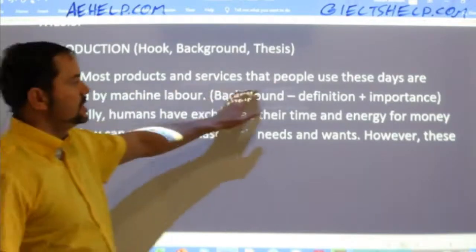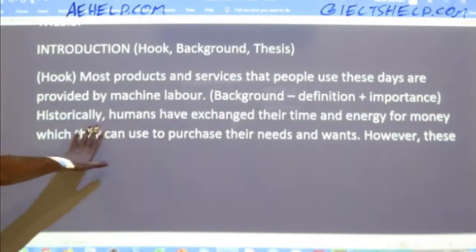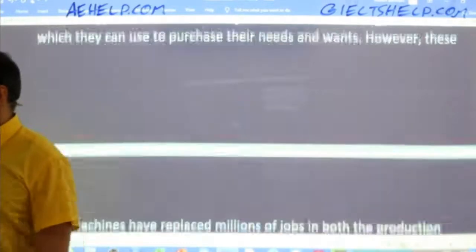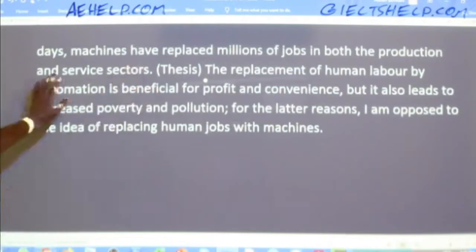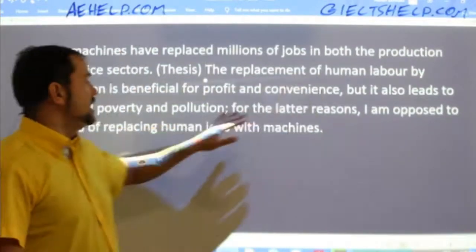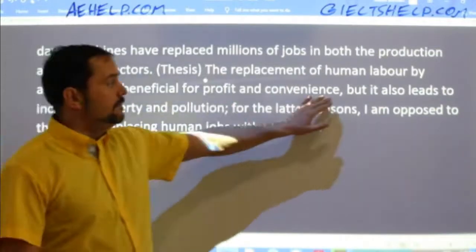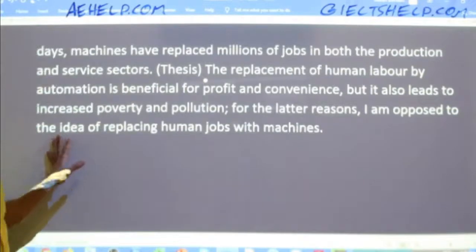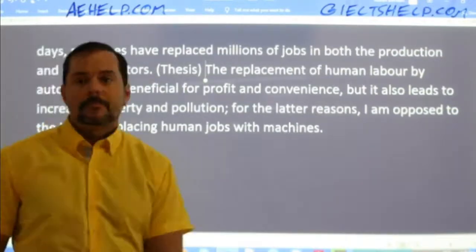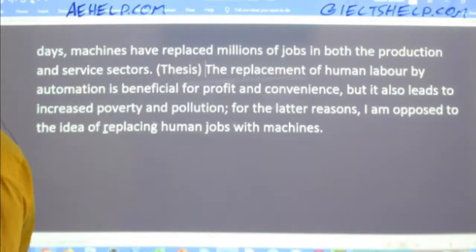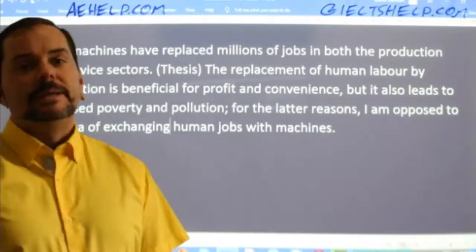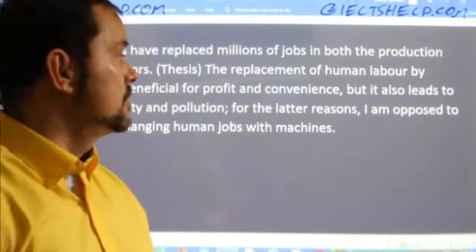So most products and services that people use these days are provided by machine labor. Historically, humans have exchanged their time and energy for money, which they can use to purchase their needs and wants. However, these days, machines have replaced millions of jobs in both the production and service sectors. The replacement of human labor by automation is beneficial for profit and convenience, but it also leads to increased poverty and pollution. For the latter reasons, I am opposed to the idea of replacing human jobs with machines. Okay. And if I want to reduce the number of replacing, I think of a synonym like exchanging. All right. So that would be your Band 9 introduction to this question.